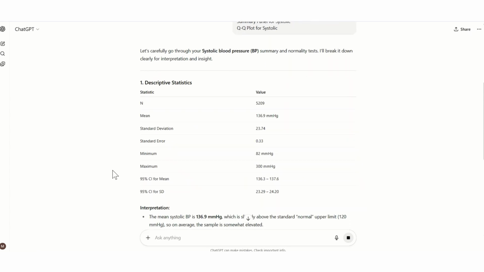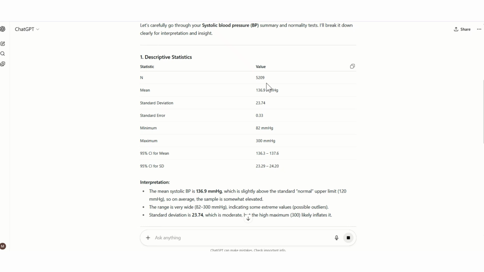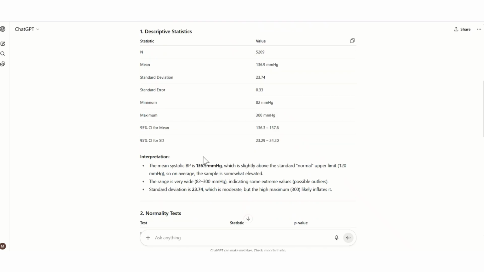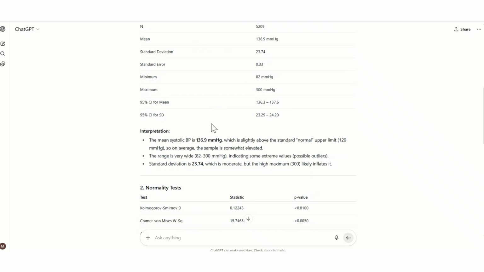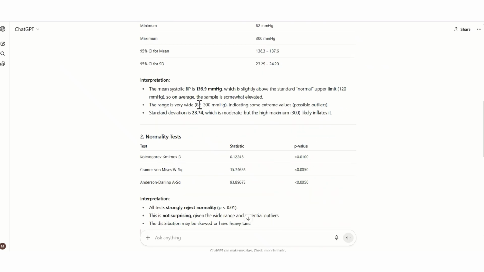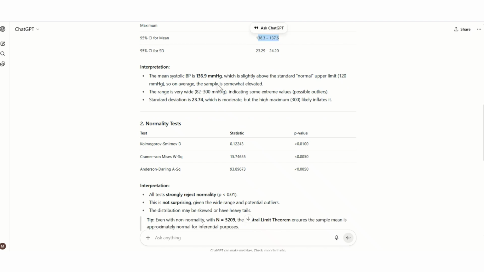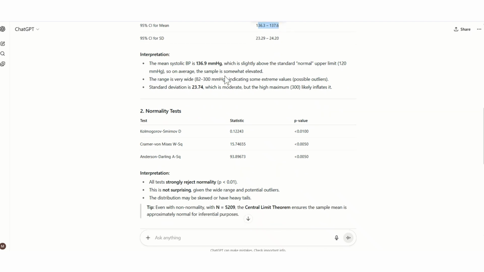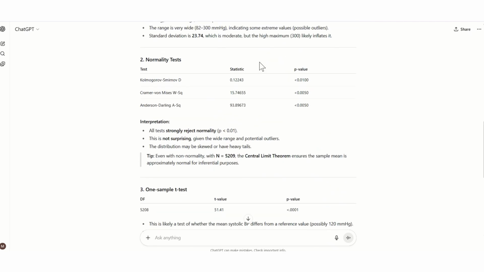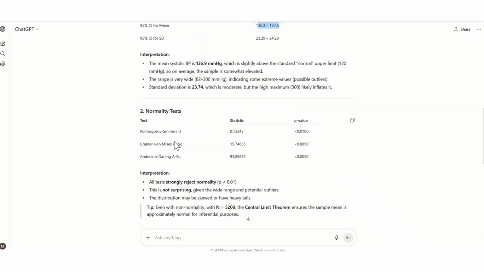Okay, so the descriptive statistics is here. Total number of individuals, 5,209. Mean systolic blood pressure in our data set is 136.9 millimeters of mercury. That, like we have seen it so many times. Standard deviation 23.74. Standard error this. Minimum, maximum values. The 95% confidence interval of the mean is this. Interpretation is this: mean systolic blood pressure is 136.9, which is above the mean.